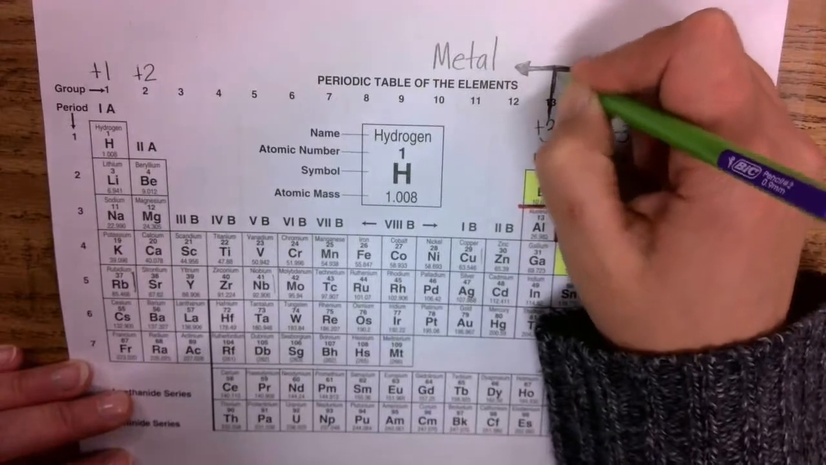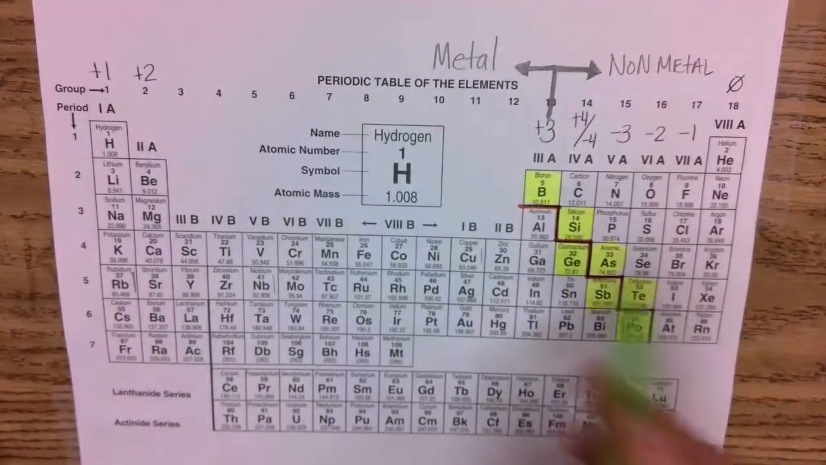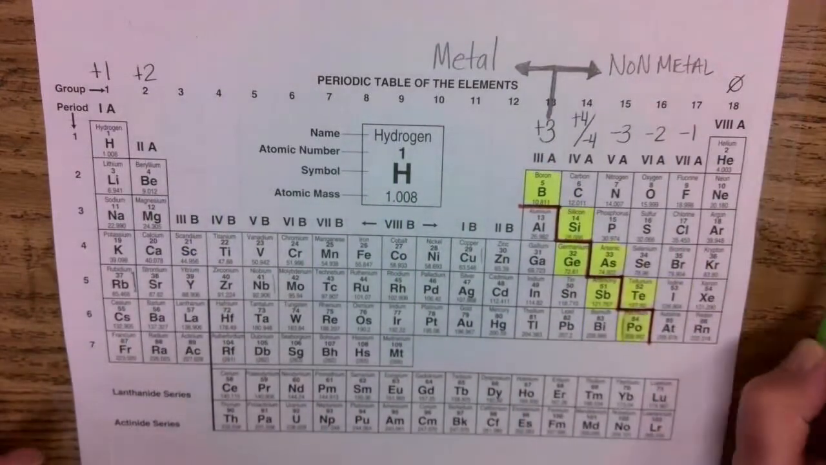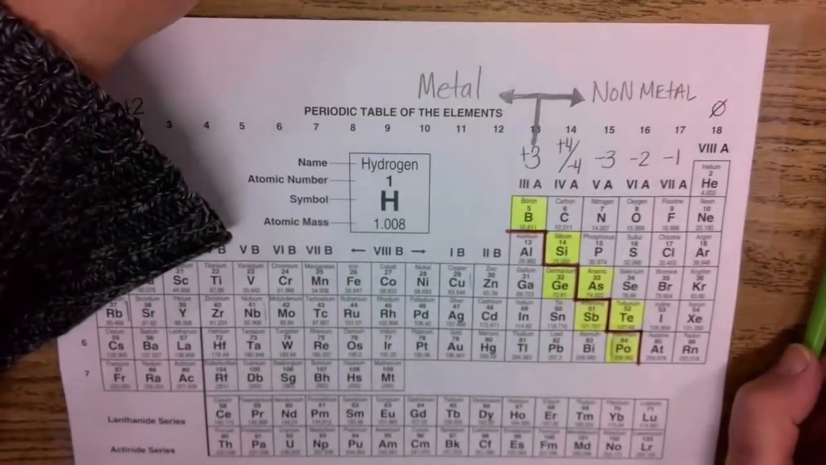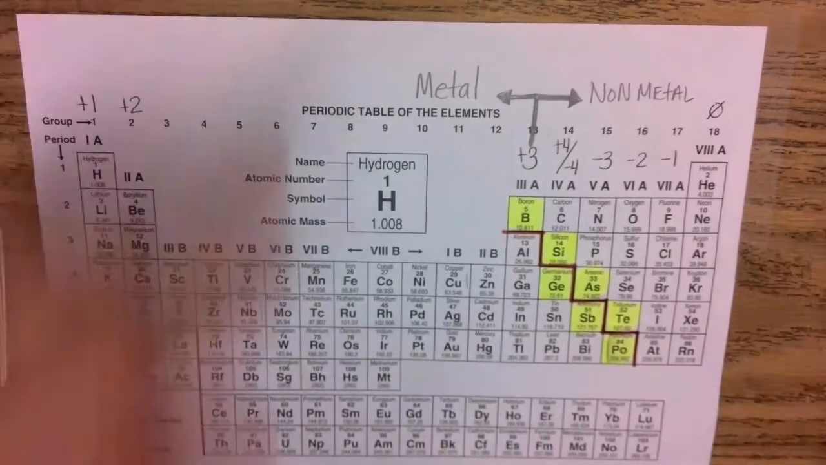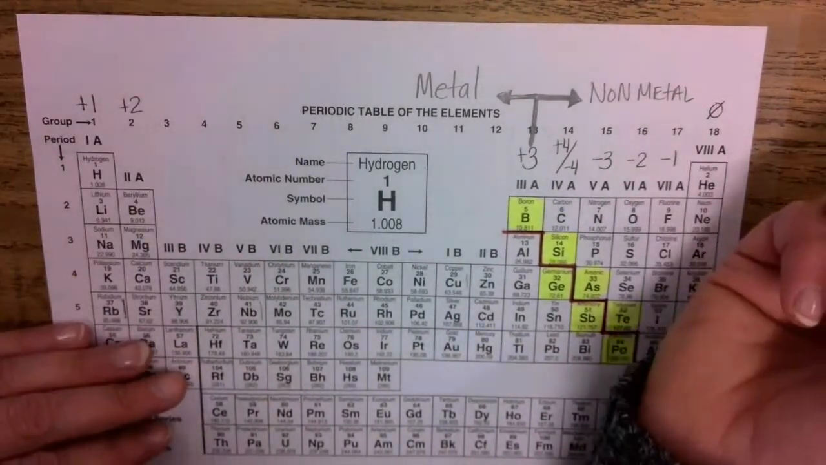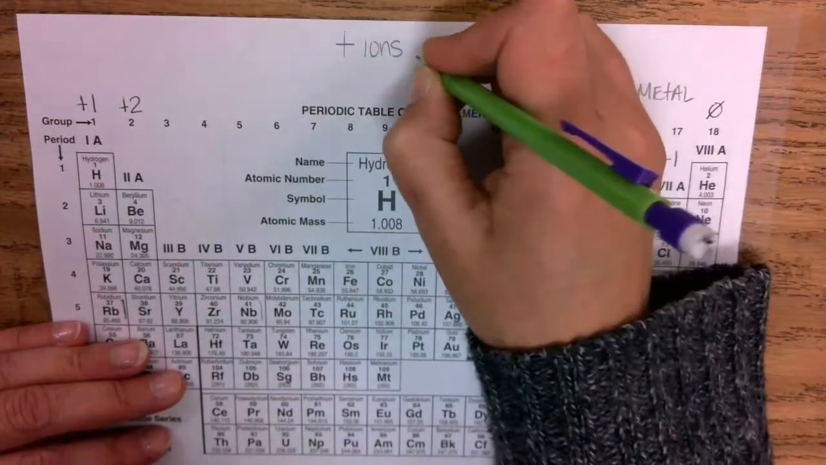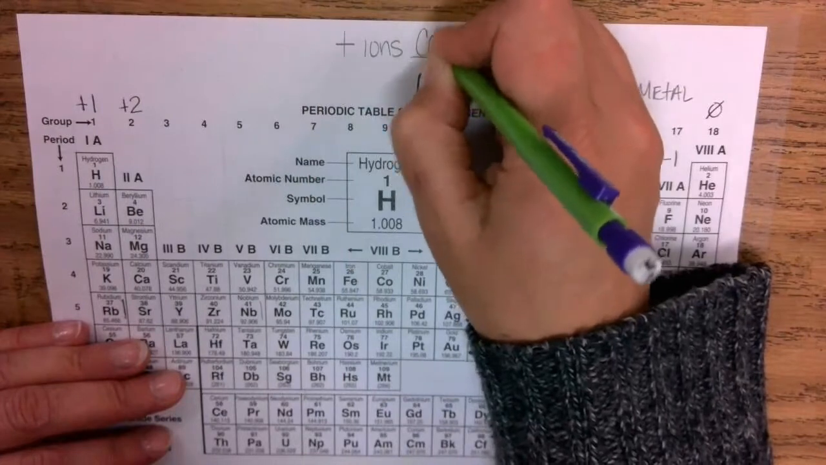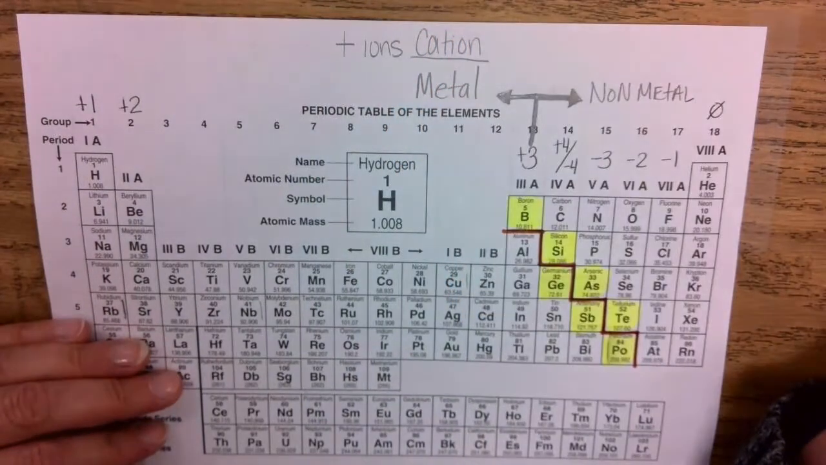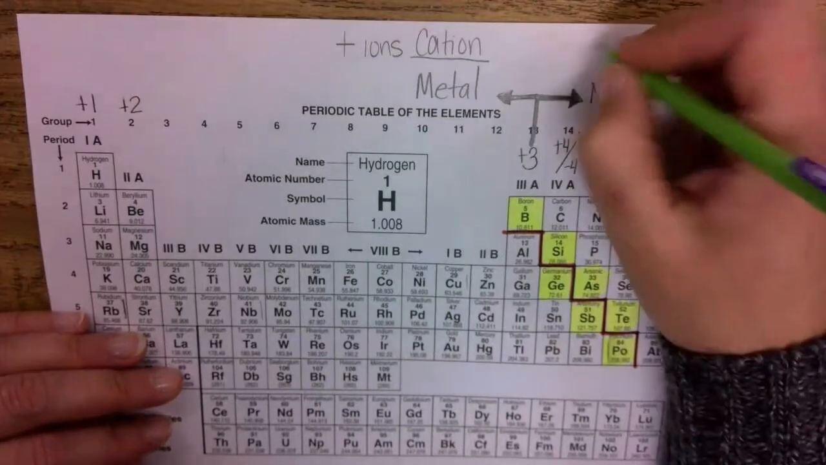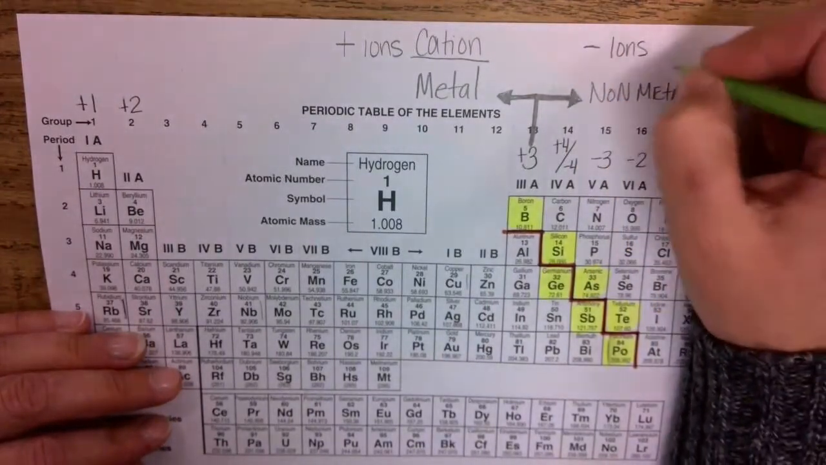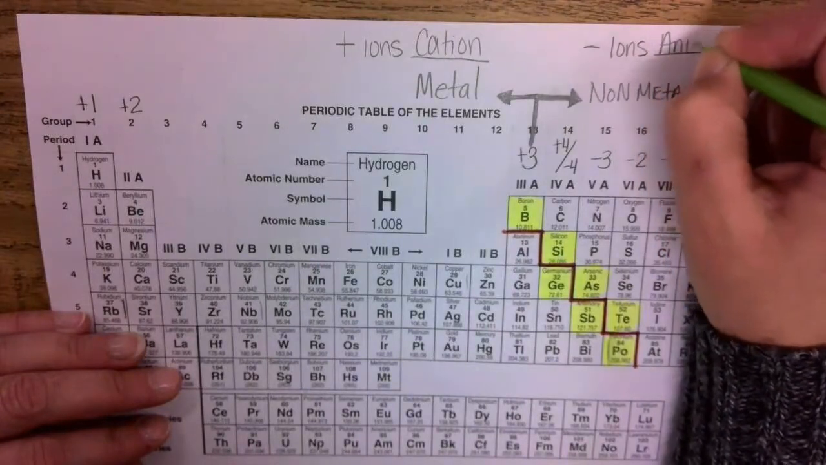All right, so let's just say, here we go. To the left are metals. To the right are nonmetals. And here's the thing about metals and nonmetals. Metals form positive ions that we call a cation. And nonmetals form negative ions, which we call an anion.